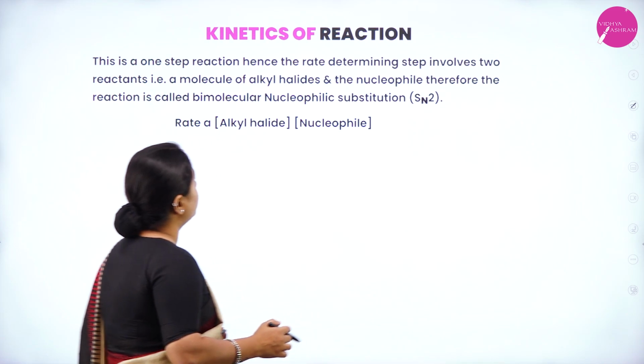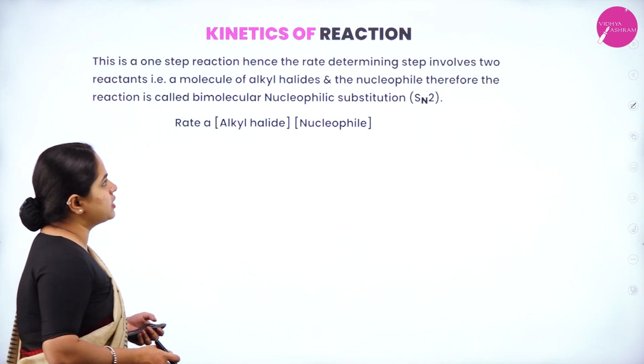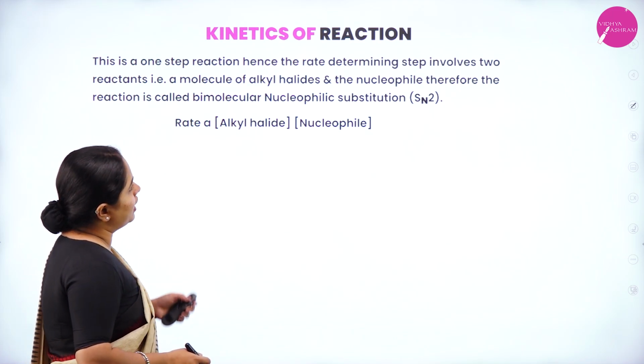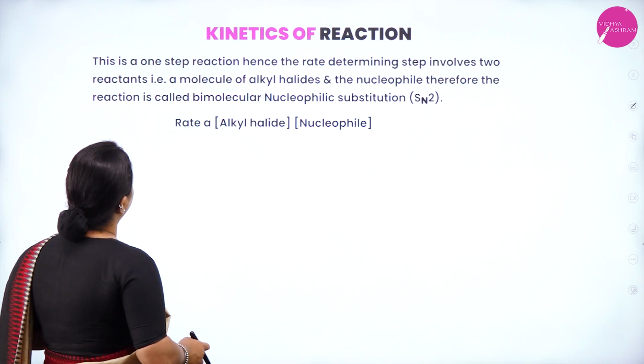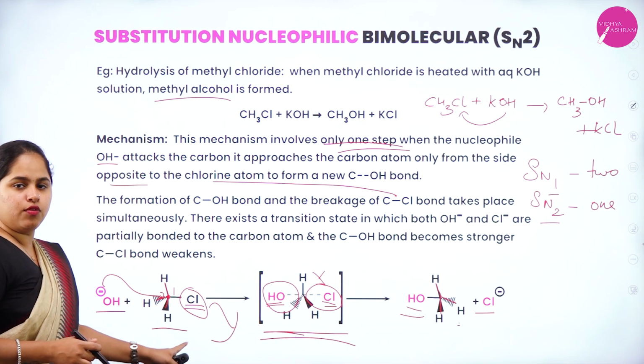Okay. Now, moving on to the kinetics of the SN2 mechanism. This is a one-step reaction. Hence, the rate determining step involves two reactants, that is, a molecule of alkyl halide and the nucleophile. Therefore, the reaction is bimolecular. As you can see here, both of these are involved as the reactants.